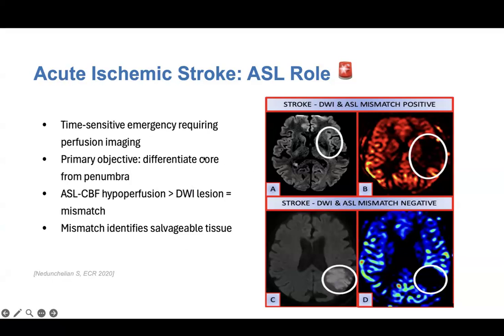Like in contrast imaging, where there is DWI FLAIR mismatch, here we can have ASL DWI mismatch. DWI restriction is taken as the core, and the corresponding hypoperfused area is taken as the mismatch area. And if it is more than the core, it usually indicates salvageable tissue.